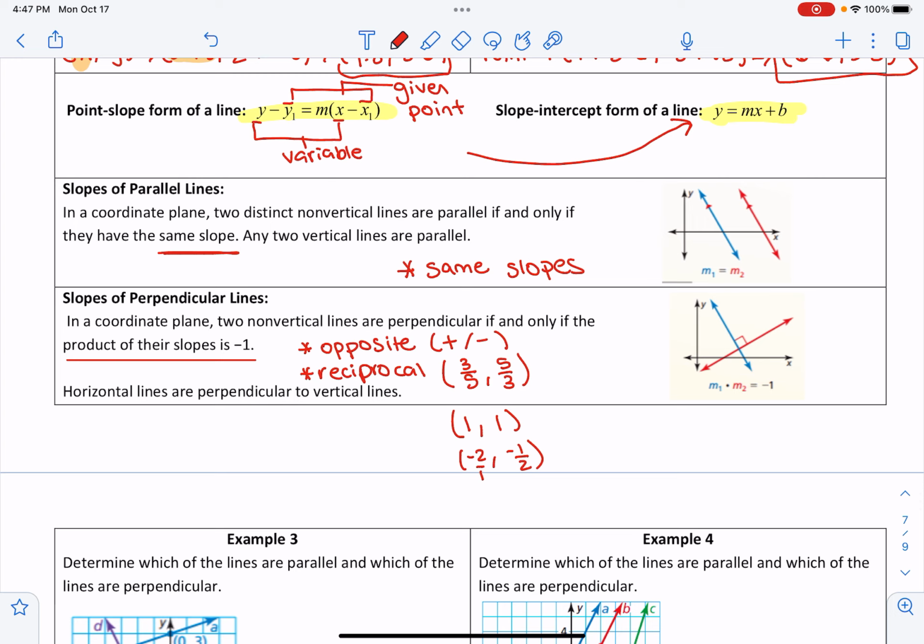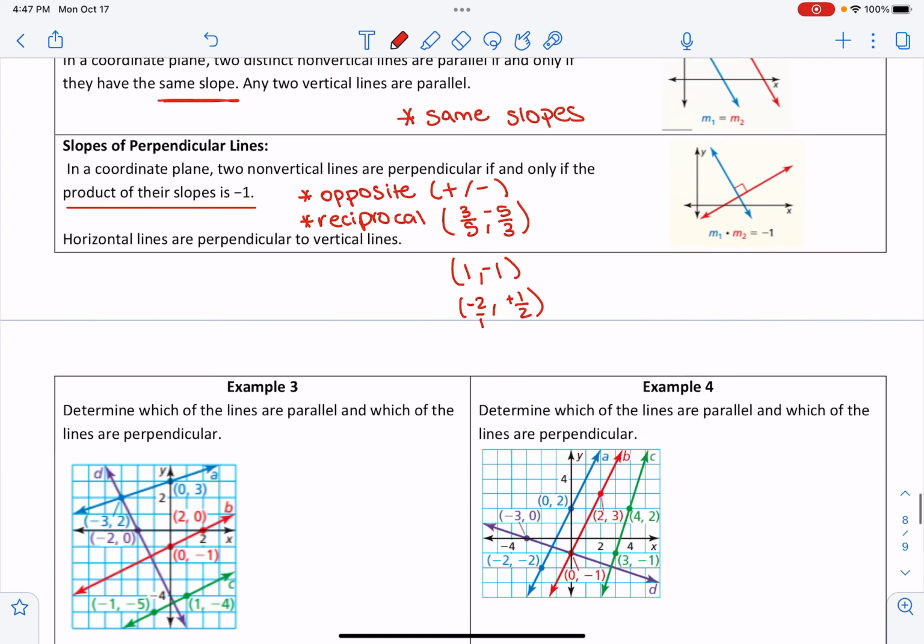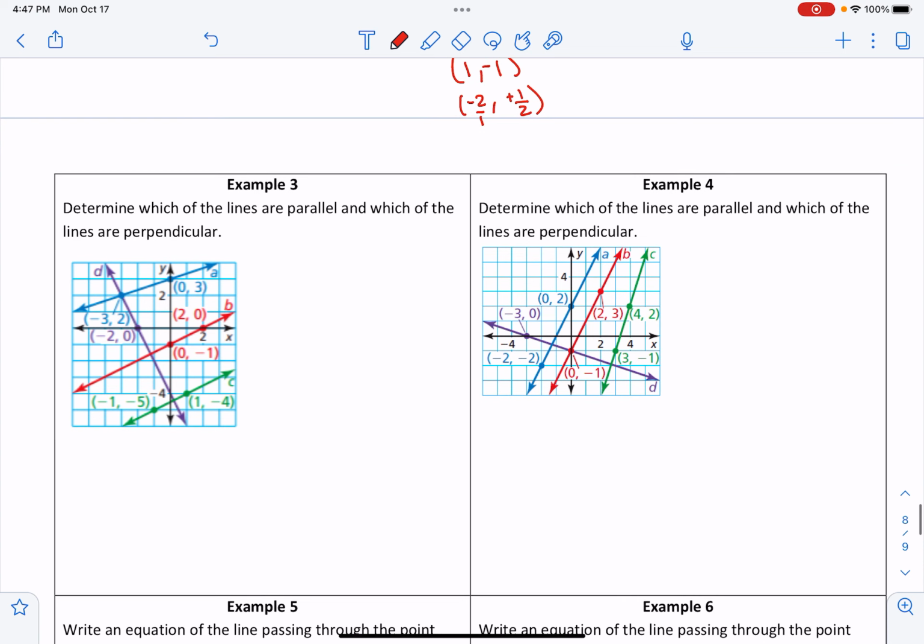So if one is positive 3/5, the other one's going to be negative 5/3. If one is positive 1, the other one's going to be -1. If one is -2, the other one's going to be positive 1/2. Opposite signs, reciprocal slopes. All right, so we're going to determine which of these lines are parallel and which are perpendicular. So we're going to start out by just starting to find their slopes. So we're going to start by finding the slope of the blue line. So slope of line A.